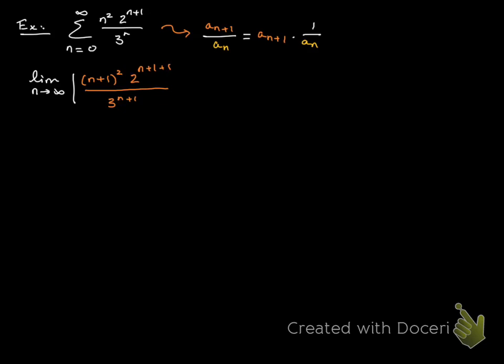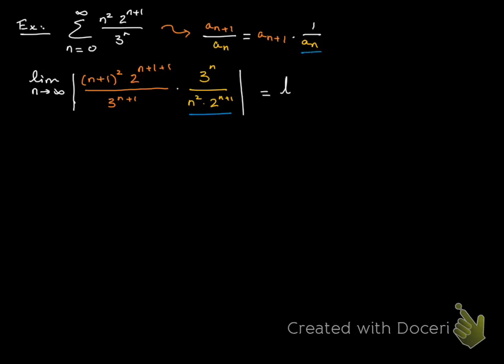So for every n in my series there, I'm replacing it with an n plus 1. Okay, so that's why I see n plus 1 squared. It's going to be 2 to the power n plus 2, and then 3 to the n plus 1. And I'm going to multiply that by the reciprocal of the original nth term. So that's going to be 3 to the n over n squared times 2 to the n plus 1.